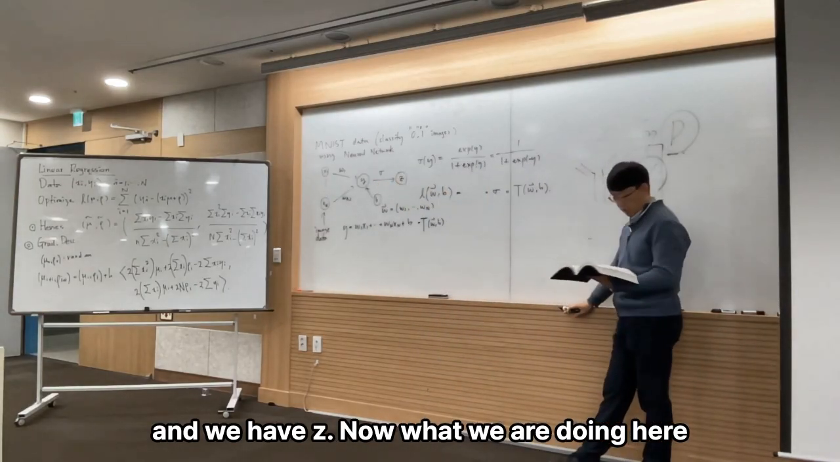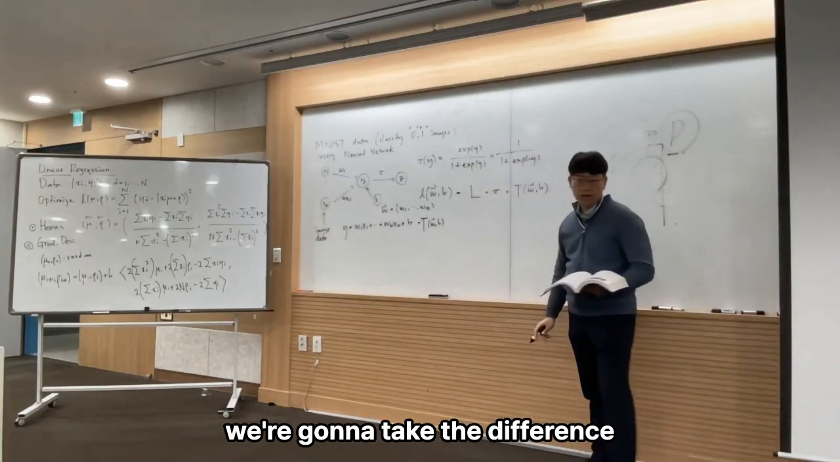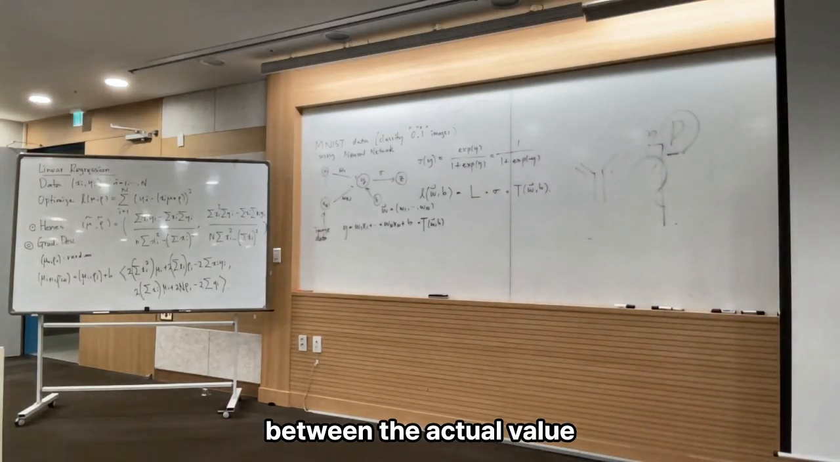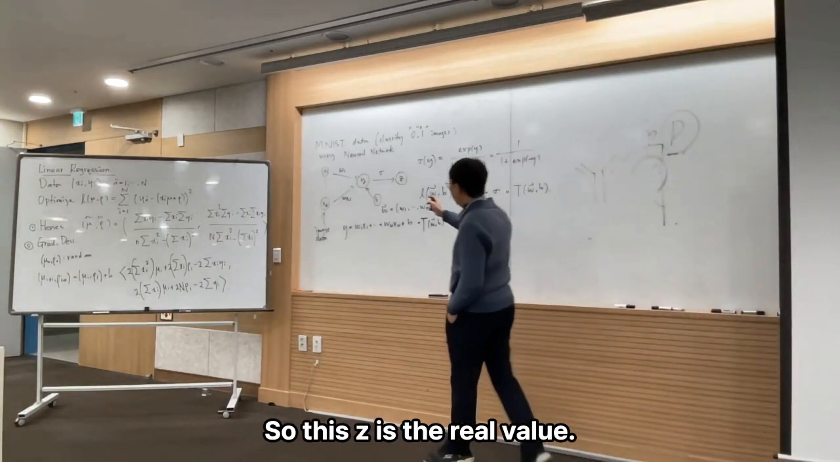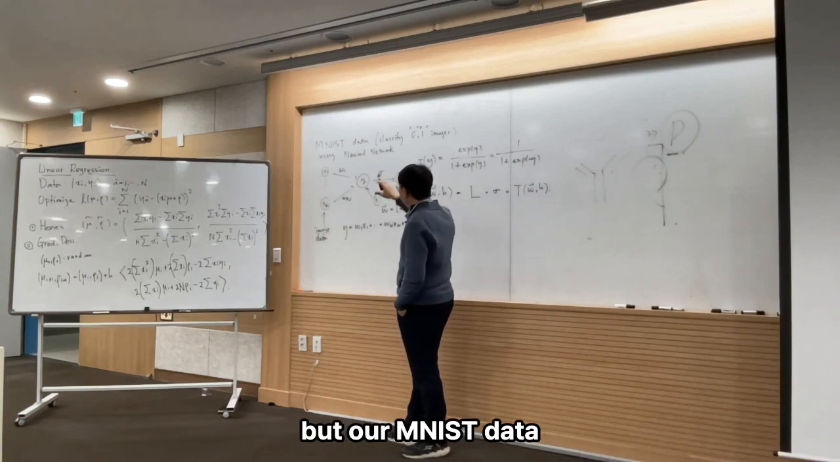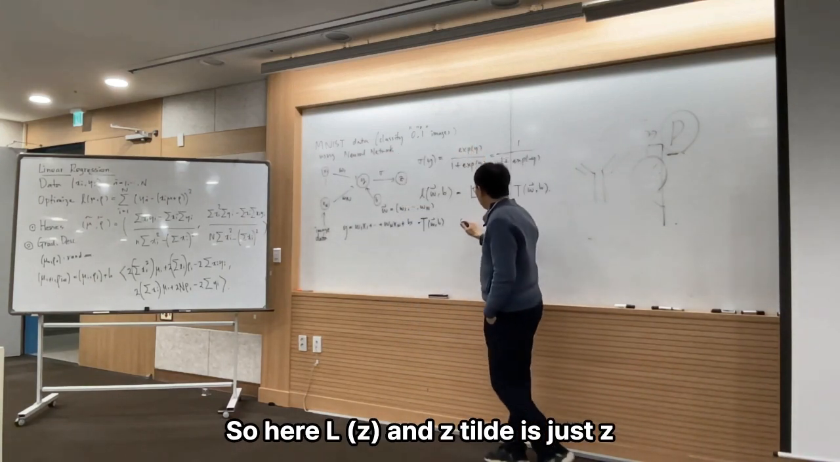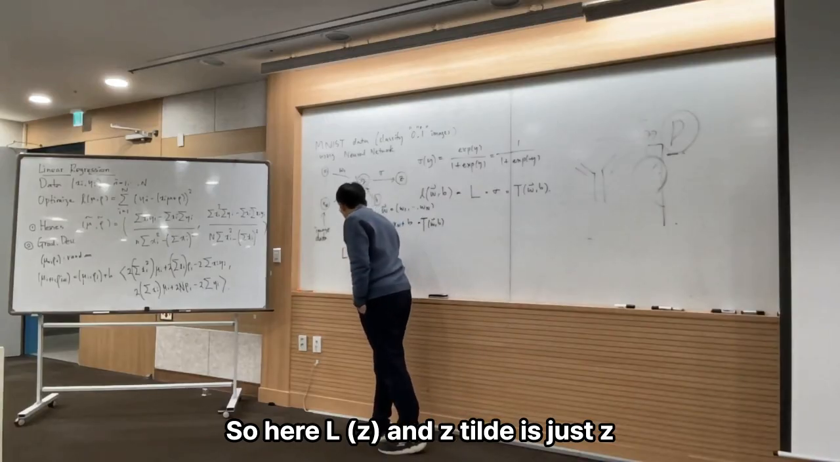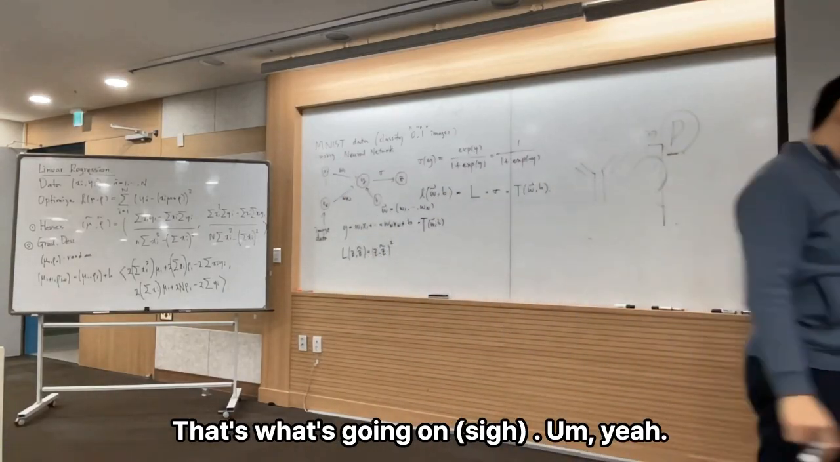Now what we are doing here is taking the loss. We're going to take the difference between the actual value and the real value. So this z is the real value, what it's supposed to be, but our MNIST data has the actual label of each image. So here L(z, z tilde) is just (z minus z tilde) squared. That's what's going on.